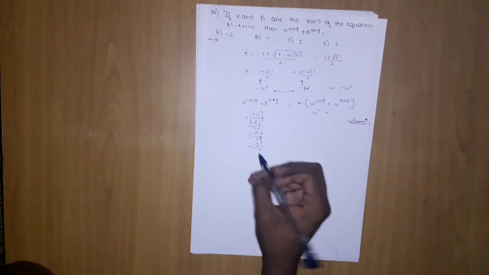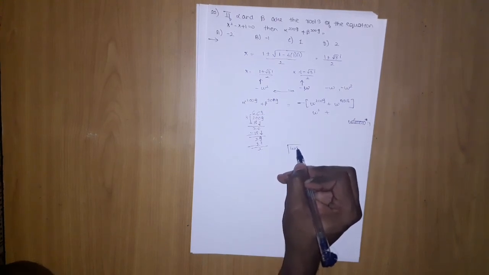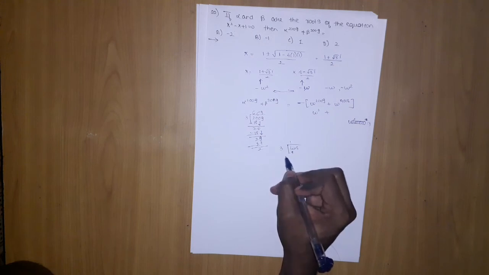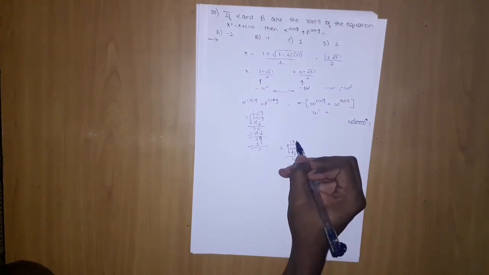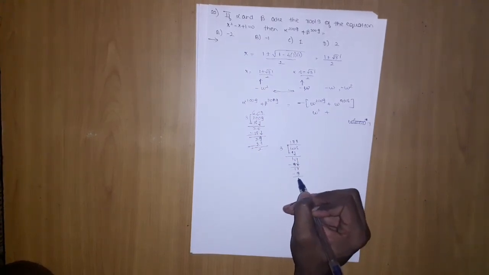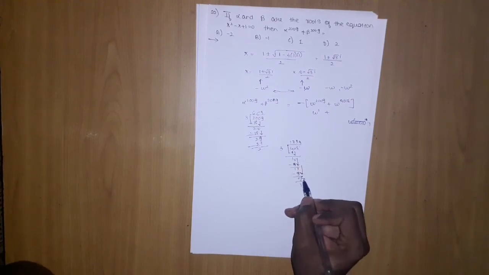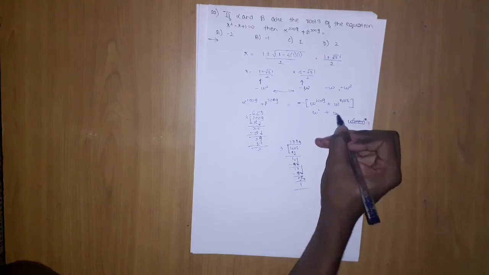Now let's check for it. The 4018, if you divide it by 3, it will be 1, 3s are 3, 0, 3s are 9, 1, 3s are 9, 9s are 27, 8, 9s are 1. Here the remainder is 1. So here the remainder is 1.